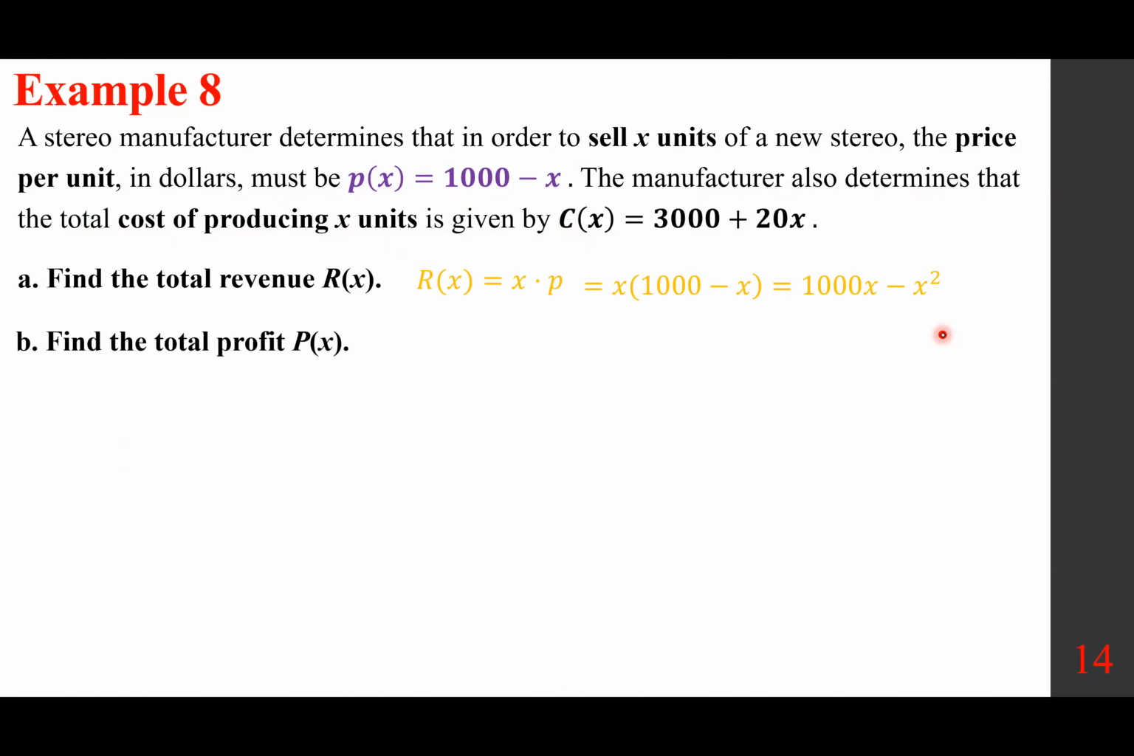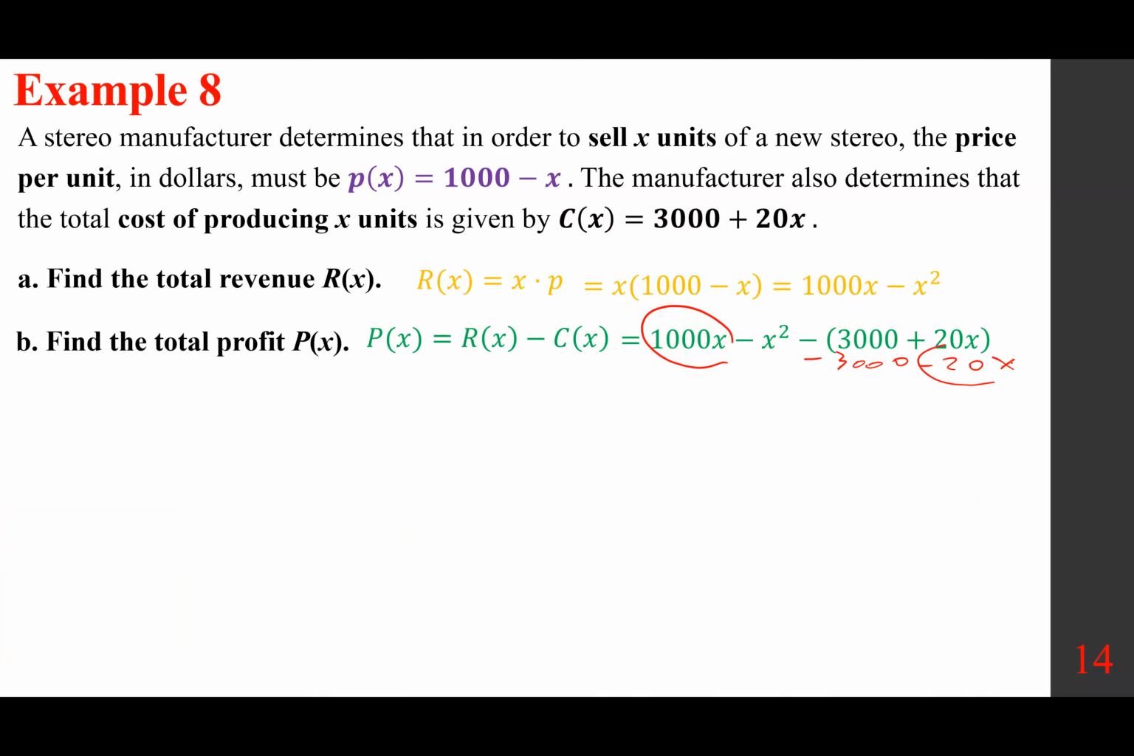Profit by definition is revenue minus cost. So we are going to subtract the cost from the revenue. So this is minus 3000 minus 20x, and we can combine these two. If we put them in descending order, we get negative x squared plus 980x minus 3000.